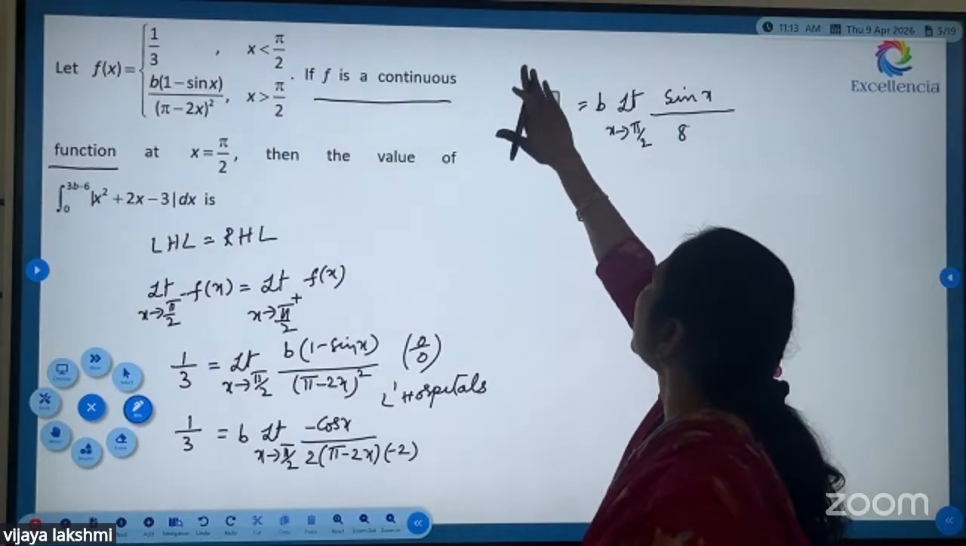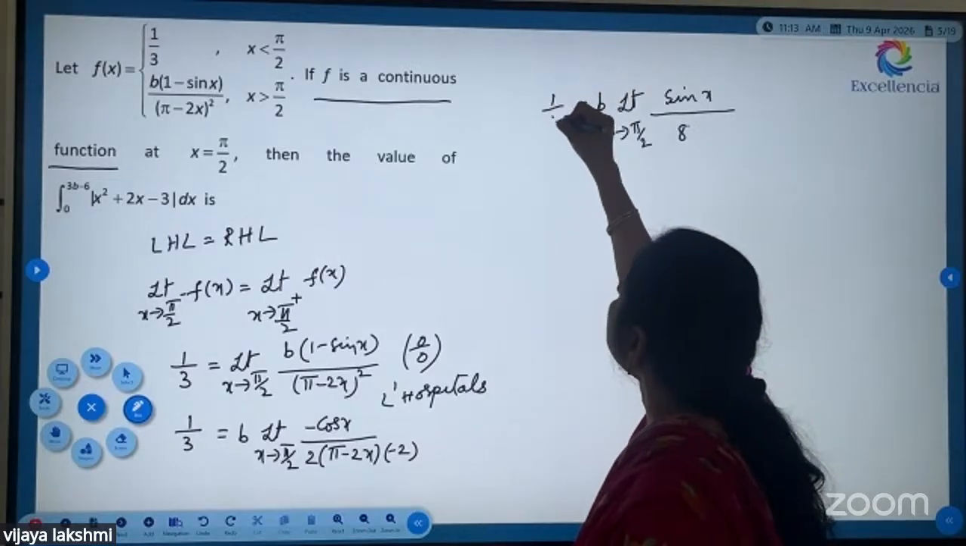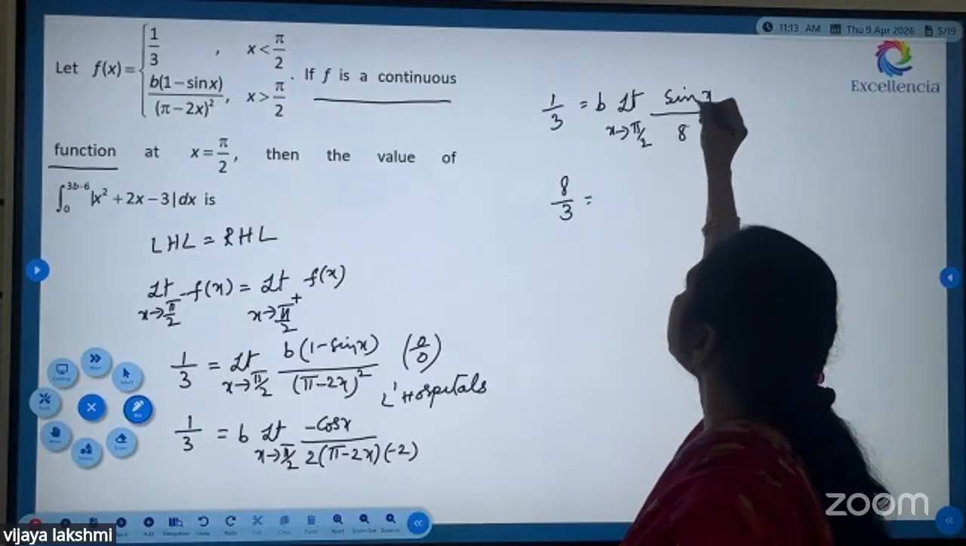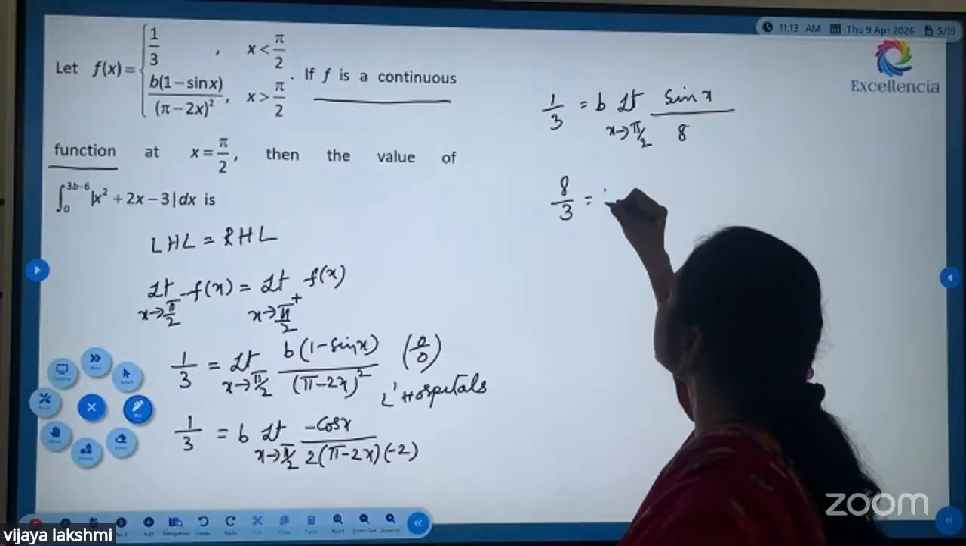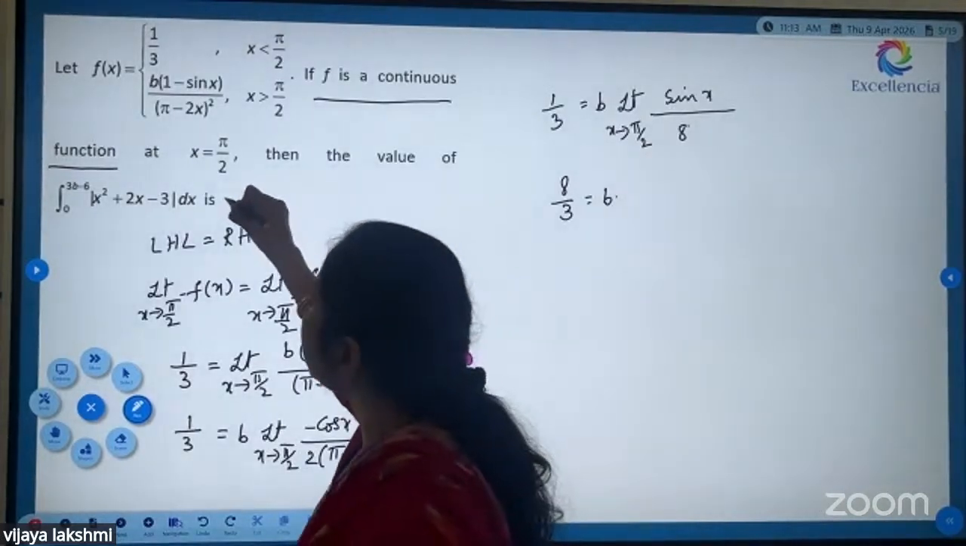This side we have 1 by 3, and 1 by 3 times 8 we take to this side. So 8 by 3 equals, if you obtain the limit, sin of 5 by 2 is 1, that's why b equals 8 by 3. Now again, second part we have to do.